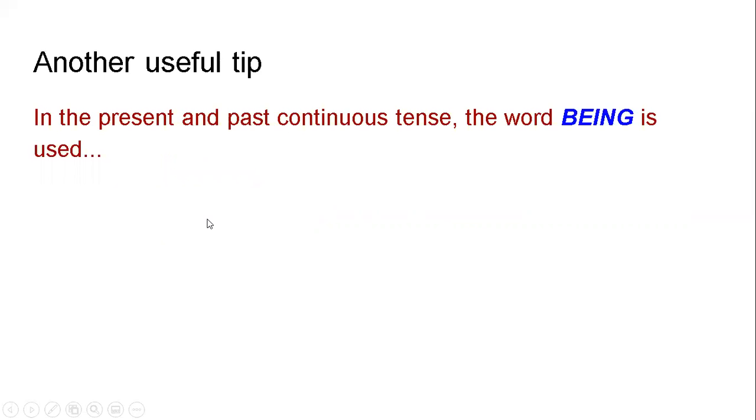Another useful tip before we move on. In the present and past continuous tense, the word being is used. So you can remember that. If you get the verb in the present continuous tense or the past continuous tense, use the word being in the passive voice. All right? You know what I mean by continuous tense? That means the action is taking place. Continuous action. The action hasn't stopped. Okay?